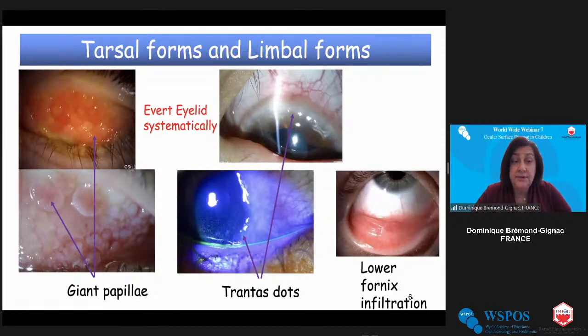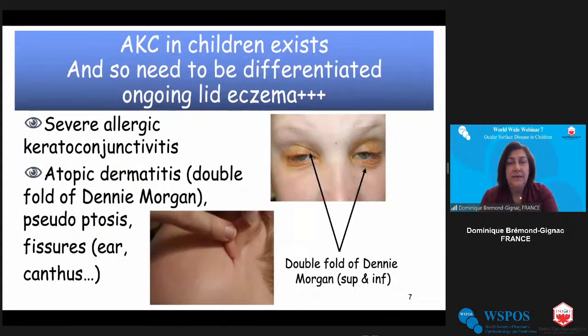If we go to the examination, first of all, you need to evert the eyelid systematically, which is not always easy in children, but you have to do it, to see if there is giant papilla, to look at the transverse dots, which sometimes you have only on the superior limbus, and to look at the lower fornix, because you can see the infiltration, which is very different from VKC. So AKC in children, of course, exists and needs to be differentiated.